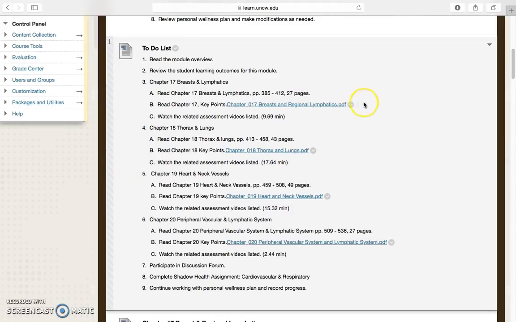In your to-do list, you have a series of PDF forms that are key points and tips that you can use to help you formulate your questions, your subjective and objective assessment with Tina in your Shadow Health assignments. Let's open this for a second.